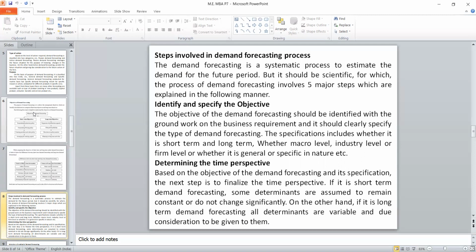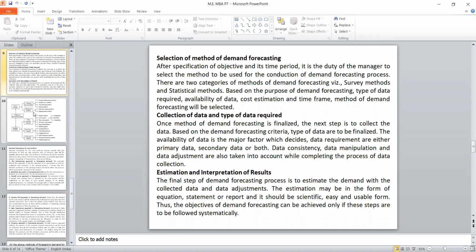After understanding that, then we should consider the time factor. How much time will it take? Suppose it is within a month or within 2 months, means it's a short-term nature. Suppose the data collection itself takes a year, then it is not a short-term nature, it is a long-term nature. So the second step, we should bother about the time perspective. After that, based on whether it is a general demand forecasting or a specific demand forecasting, we should understand what type of method we should apply for the demand forecasting.